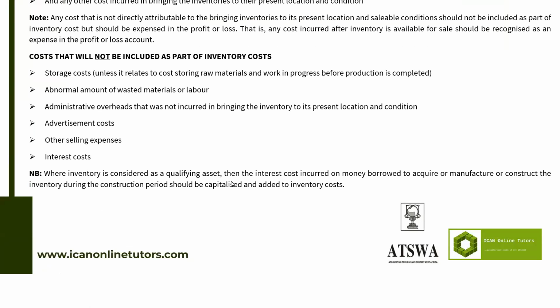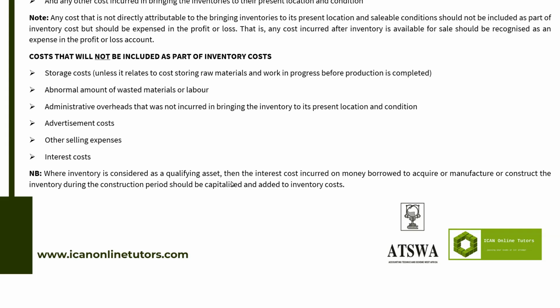What are those costs that will not be included as part of inventory cost? The first on my list is storage cost, except if it relates to the cost of storing raw material and work in progress before production is completed. Abnormal amounts of wasted material or labor costs should not be included as part of inventory cost. Administrative overhead that was not incurred in bringing the inventory to its present location and sellable condition should also not form part of inventory cost.